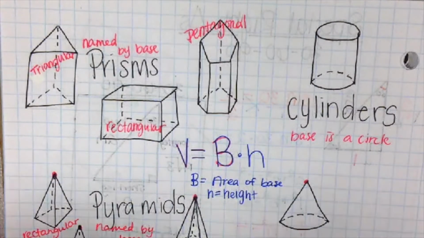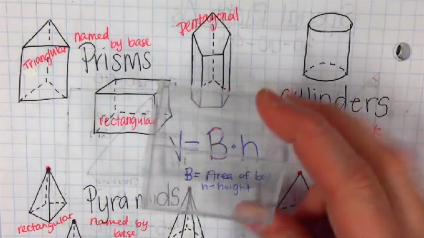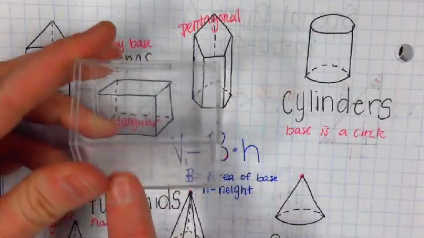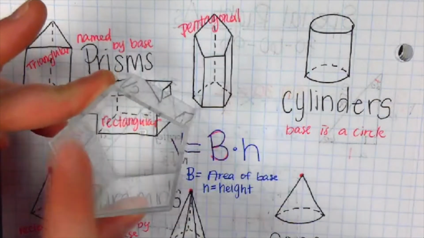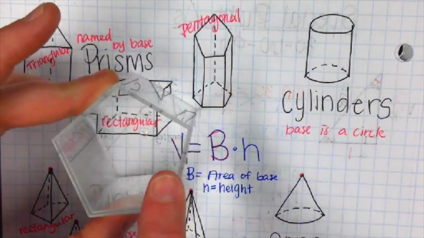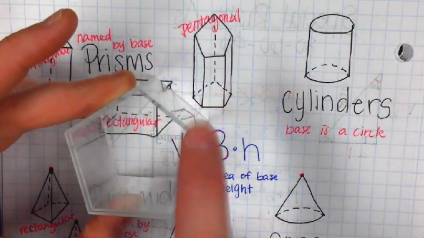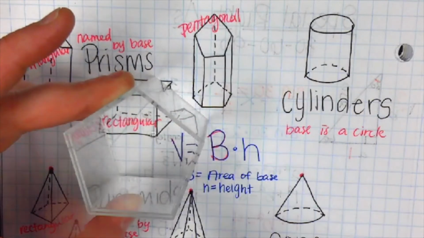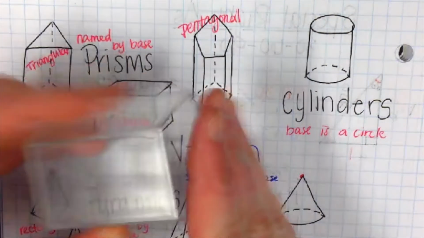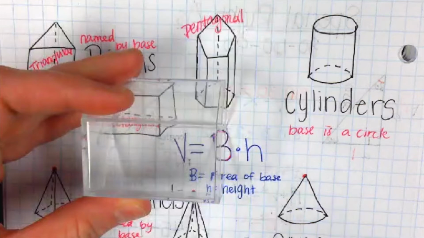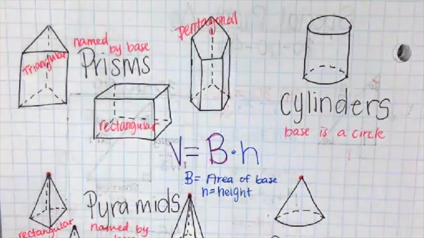No matter how these are turned, even if I have it like this, this is not considered the base. The base is always that unique shape. So this one is still a pentagon, because 1, 2, 3, 4, 5. There are 5 sides. 5 sides is a pentagon. So I'd have to find the area of my pentagon, and then I would multiply by the height.